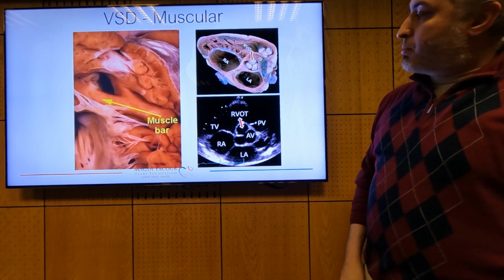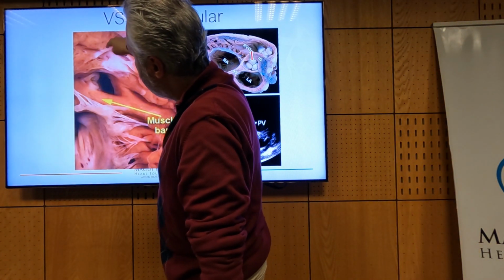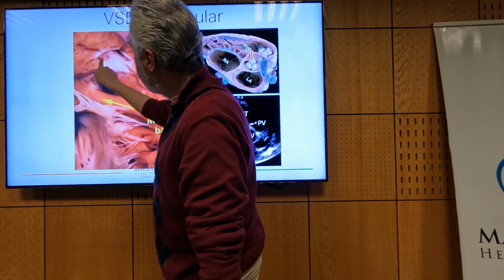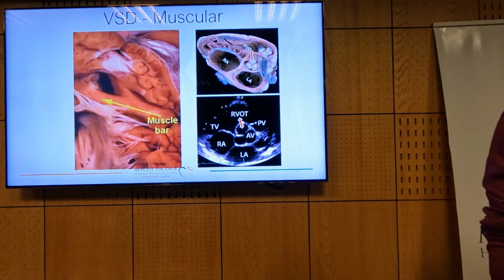So it would be there, and then you can still find septum towards the tricuspid and septum towards the pulmonary. So this is an outlet muscular VSD. Here tricuspid valve, pulmonary valve still high up. This is the aortic valve, and then there's muscle all around. So that's an outlet muscular VSD.